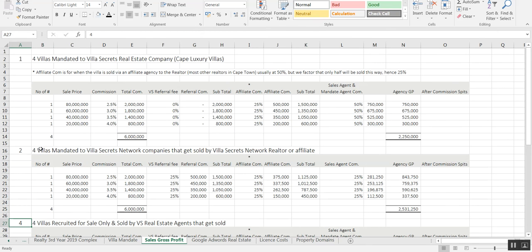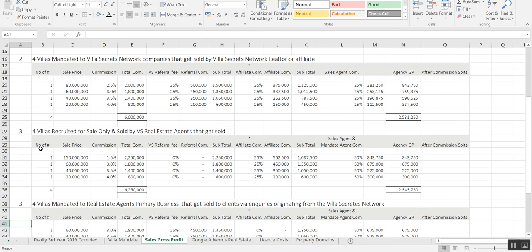Okay, what's this? This is the third source of sales. Four villas recruited for sale and sold by Villa Seekers estate agents. Okay, that's simple. Instead of recruiting for rental and then sale, just act like a real estate agent and try and get mandates that way. And in which case, I think we're going to halve the marketing. I've looked at it, maybe a half, maybe a quarter. Maybe we'll do 250,000, maybe we'll do 500,000 in marketing, depending on the price. If it's a 150 million rand villa, we'll do more like 1 million.